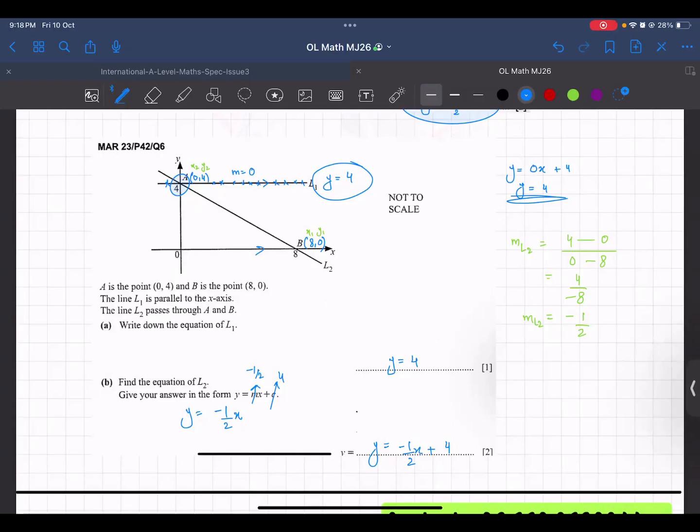How did you get the gradient of line 1? It is a horizontal line. I told you a horizontal line has gradient 0. Okay sir. Because horizontal. Let me write down.